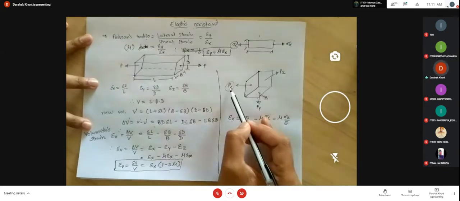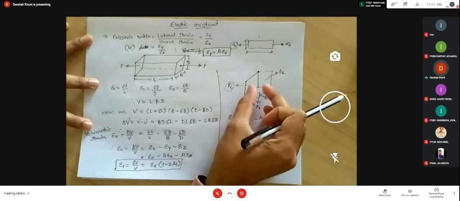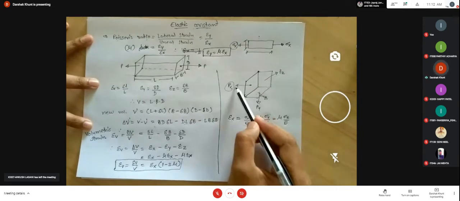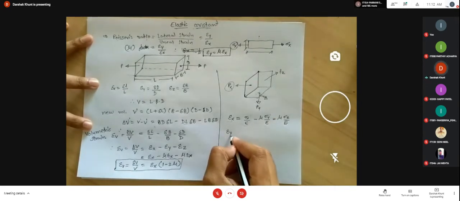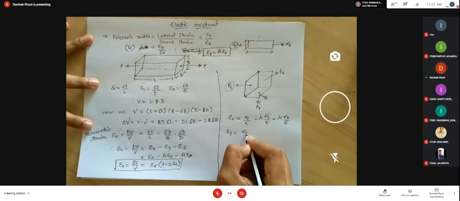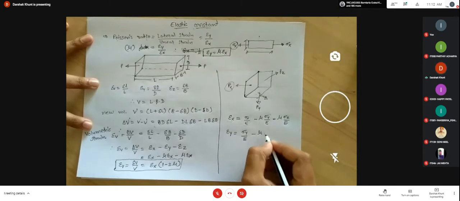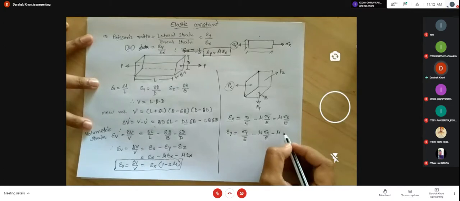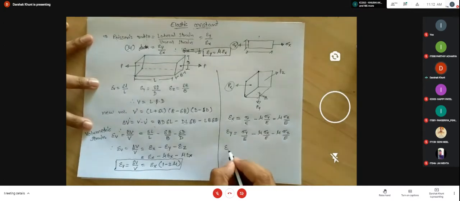Due to this x, the length is increased, but due to this py and pz, the length in the x direction is decreased. So the ultimate effect under these three direction forces is this. In the same way, you can also write the strain in y direction: stress in y by Young's modulus. So strain in y direction is stress in y by E, minus mu times strain in x direction, minus Poisson's ratio times strain in z direction. Okay, and we also write down the strain in the z direction.